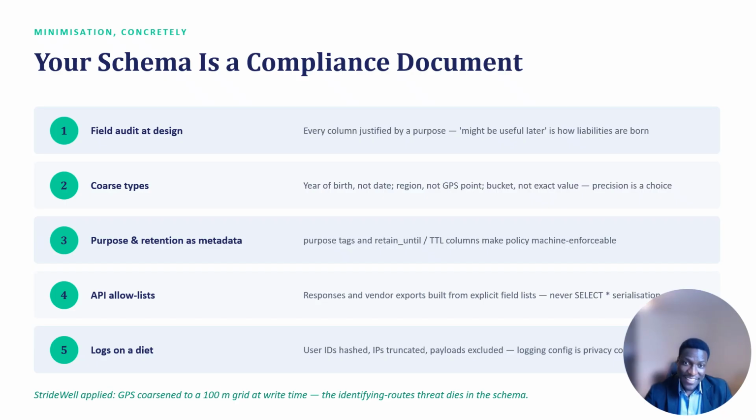And logs on a diet: hashed IDs, truncated IPs, no payloads. Notice the StrideWell line: coarsening GPS at write time, and the identifying route threat from Exercise 1 dies in the schema. The cheapest possible place to kill it.